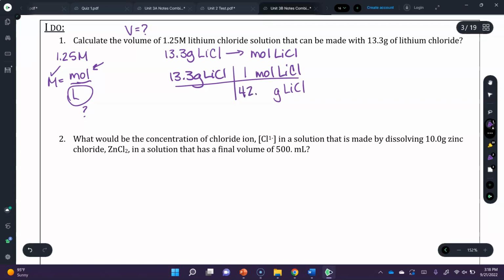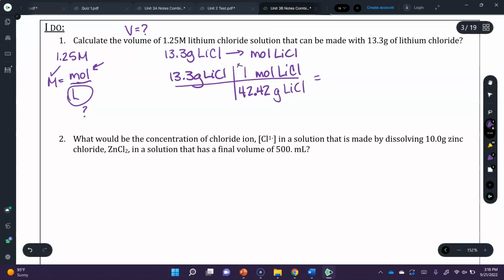So 42.4 grams is the molar mass of lithium chloride, because that's 6.93 or so, the mass of lithium from the periodic table, plus the mass of chlorine. Add them together and you should get 42.4.